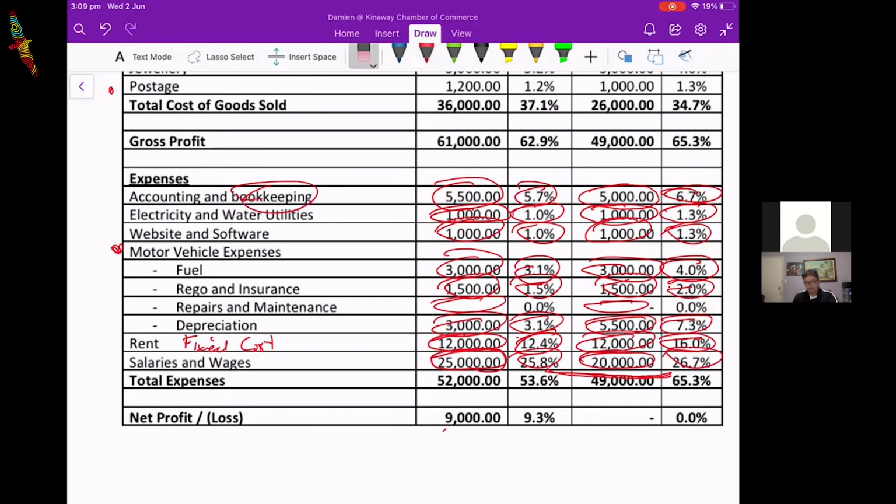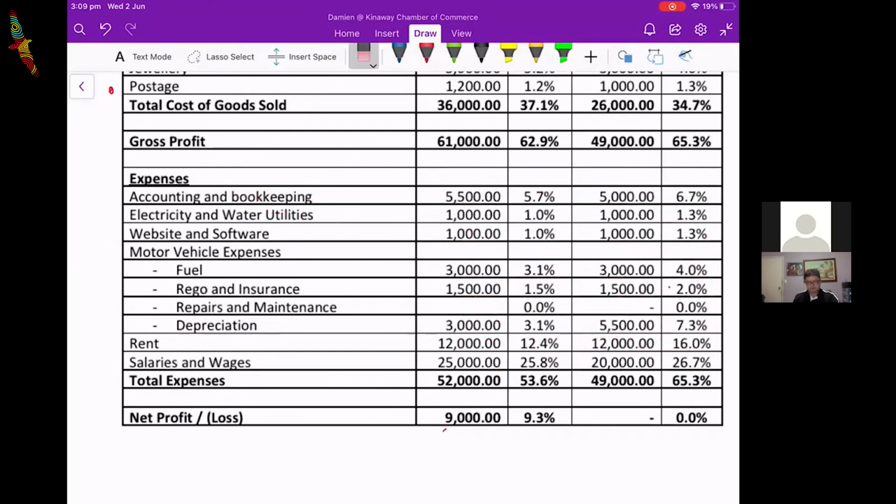So what does this all mean? We have a look at total expenses have gone from 49,000 to 52,000. So they've increased by $3,000 as total expenses, and as a result, against total sales as a percentage, they've gone down from 65.3% to 53.6%. Now that is significant. That's really good. That's an incredible amount of change as a percentage.